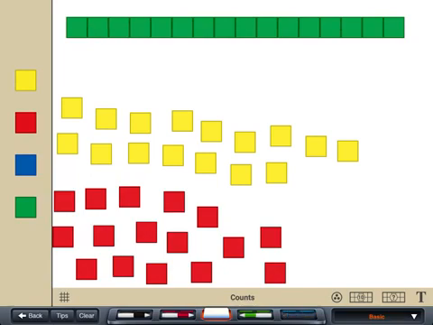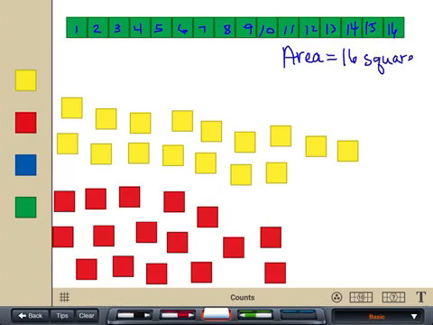Well, we can count. We see 1, 2, 3, 4, 5, 6, 7, 8, 9, 10, 11, 12, 13, 14, 15, 16. So we can say the area equals 16 square units. Now, do you think we can make a different looking rectangle that still has an area of 16 square units? Well, let's try it. Okay, are you ready?